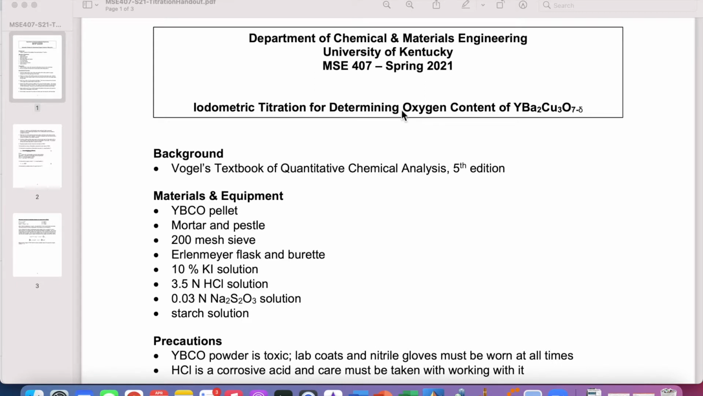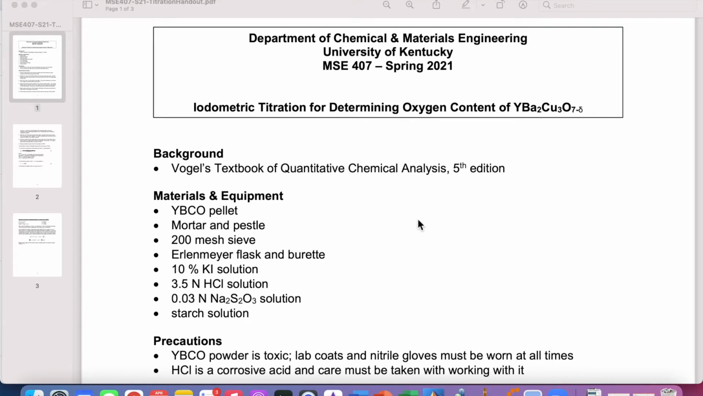So what we're trying to get out of this is what's the copper oxidation state and what's the oxygen content, because oxygen content will determine many of the superconducting properties. So that's what we're trying to get out of this.